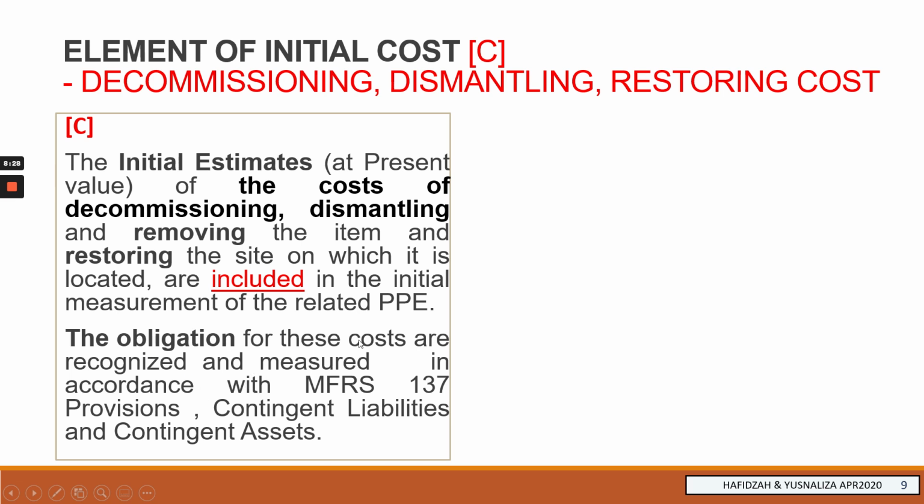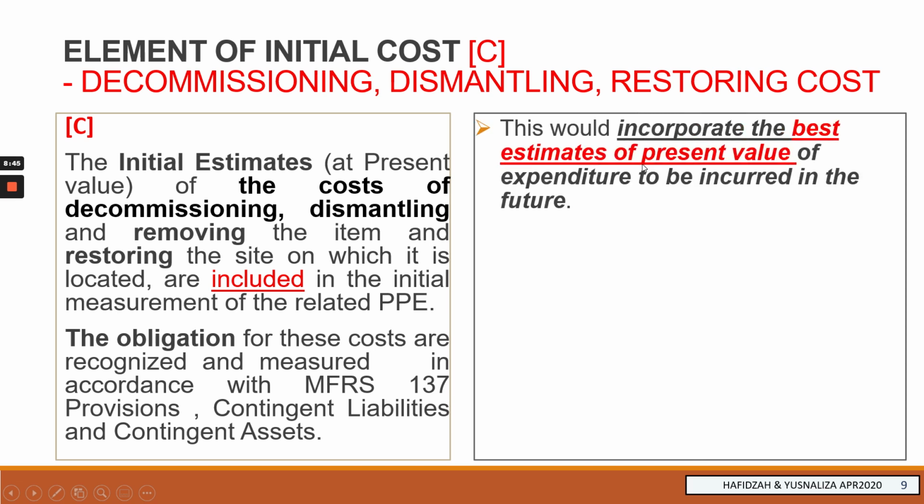The obligation for the cost to be incurred at the end of the useful life of the asset needs to be recognized on the date of acquisition, and that has to be measured in accordance with MFRS 137, Provisions, Contingent Liabilities and Contingent Assets. This would also need the company to incorporate the best estimate of the present value of expenditure to be incurred in the future. If in 10 years' time the cost incurred is 100,000, what is the present value of that 100,000 on the day you acquire it, which is today? How much is the present value?